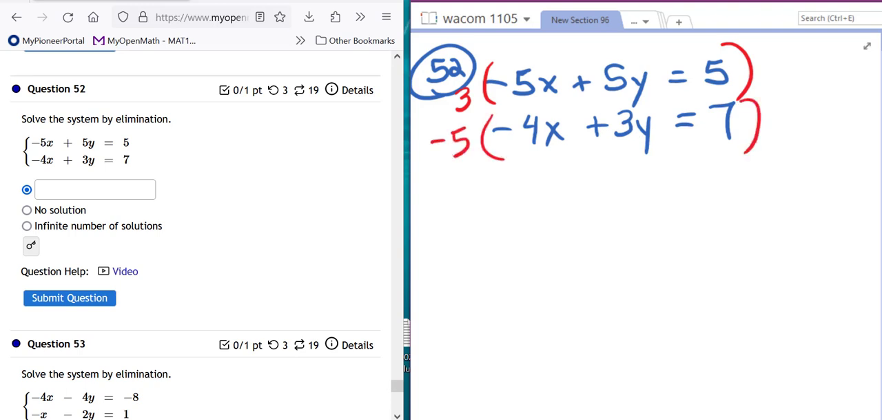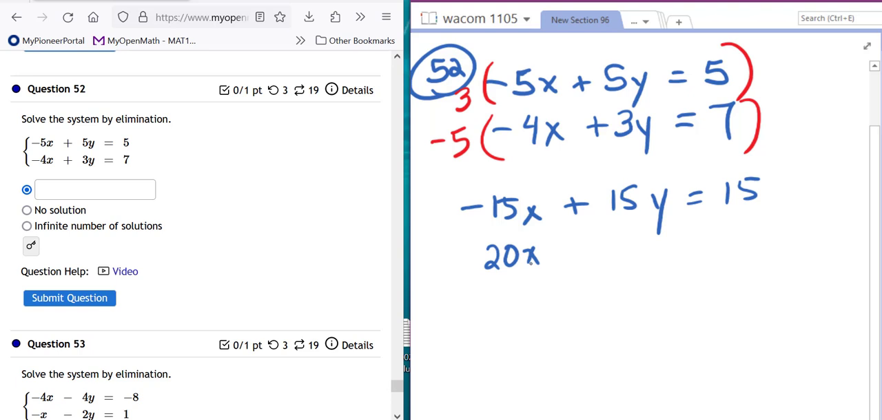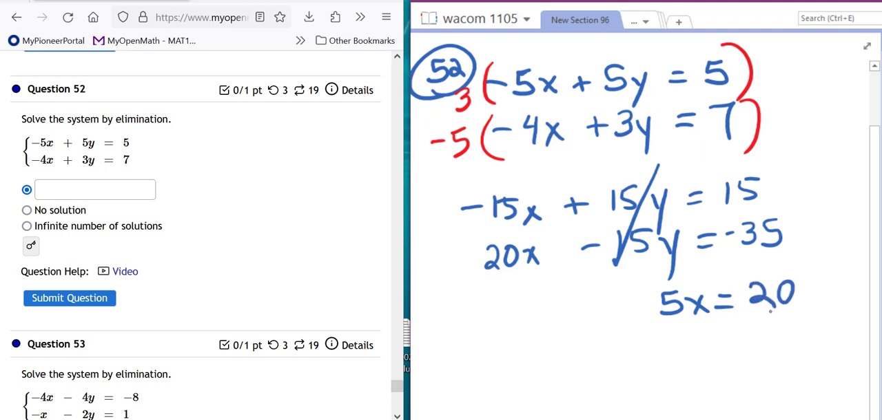So I'm going to rewrite those. So I have negative 15x plus 15y equals 15. And down here I have 20x minus 15y equals negative 35. Now I'm going to add the equations together. This one will cancel, and so we have 5x equals, different signs subtract, and x will equal 4.